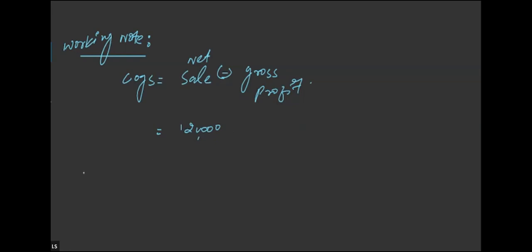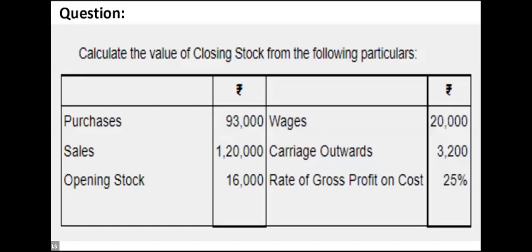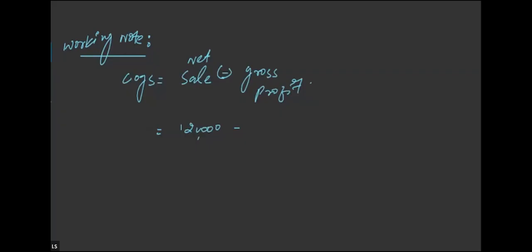But gross profit is missing in the question. Gross profit is not given. Rather, there is information regarding gross profit which says that the rate of gross profit is 25% on cost. So what does it mean? Gross profit is 25% on cost, so that means gross profit is 25% of cost, that is, 25% of COGS. Cost means cost of goods sold. Alexander, is this clear to you? Yes, sir.